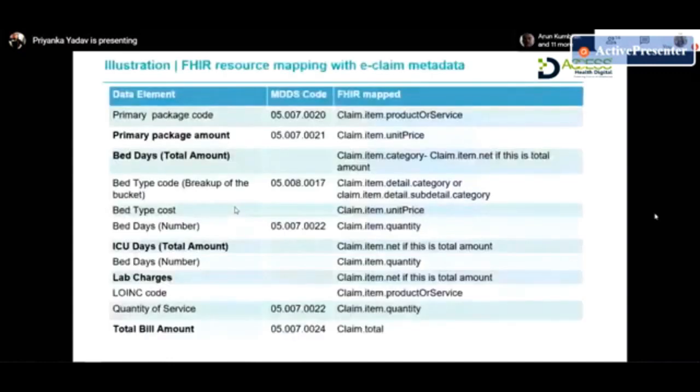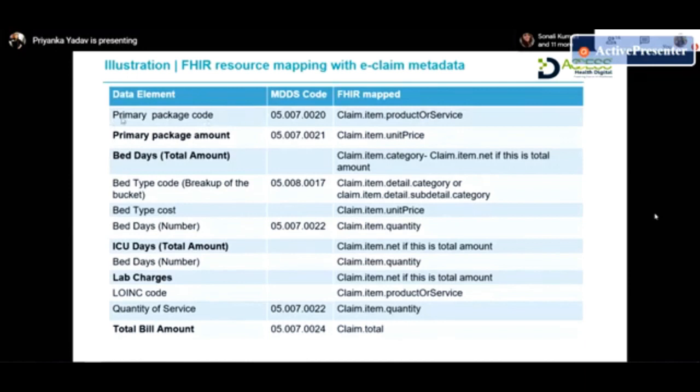This is just an example. I have just opened one of the segments from the claim object. So claim object will have, especially for Ayushman Bharat and public health scheme, they have packages. So for example, primary package code. Primary package is something that was initiated during the first pre-authorization, for which actually the patient has required admission. The diagnosis, the package that was linked to the diagnosis, that was a presenting complaint then.